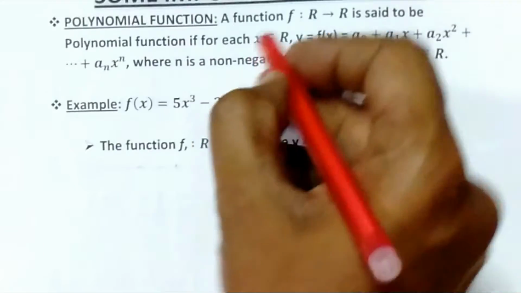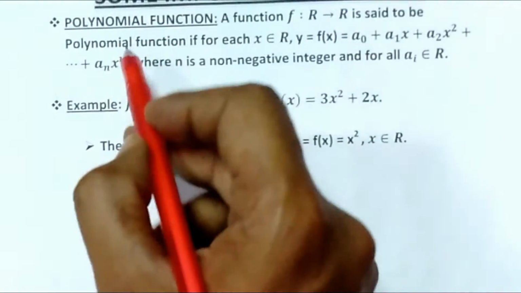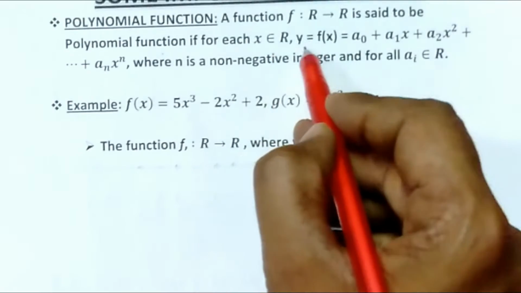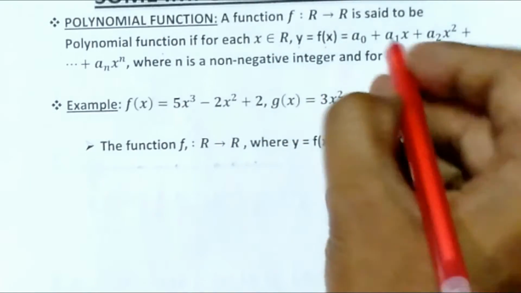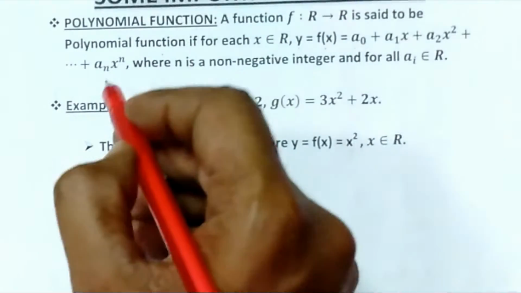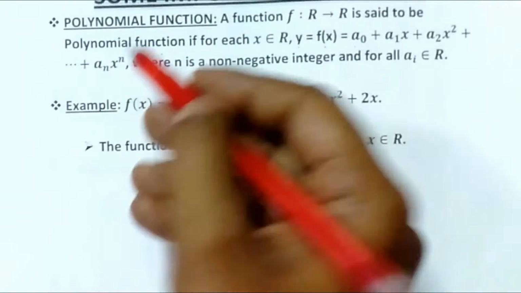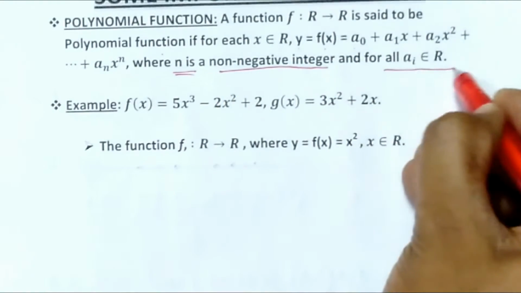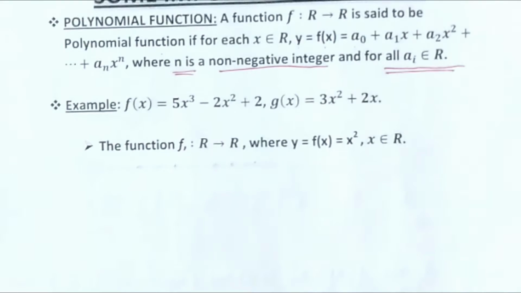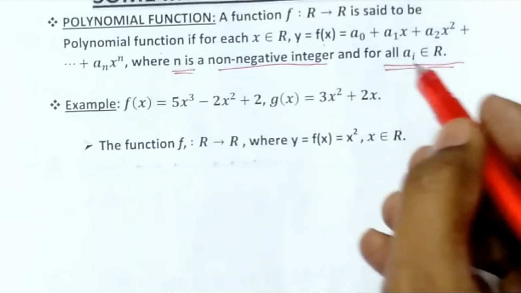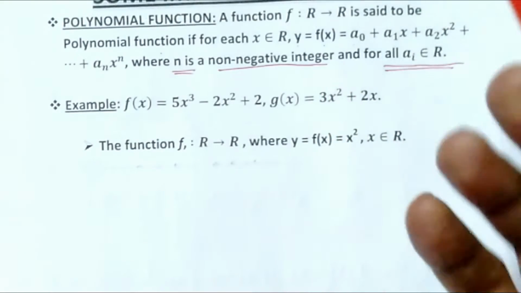Next, polynomial function. A function f maps R to R is said to be a polynomial function if for each x belongs to R, y equals f of x equals a0 plus a1 x plus a2 x squared plus up to an x to the power n, where n is a non-negative integer and for all ai belongs to R. That is, a function is said to be a polynomial function if we can represent it by a polynomial.